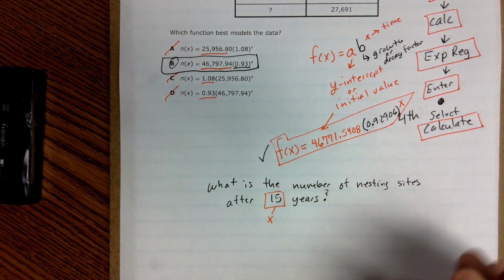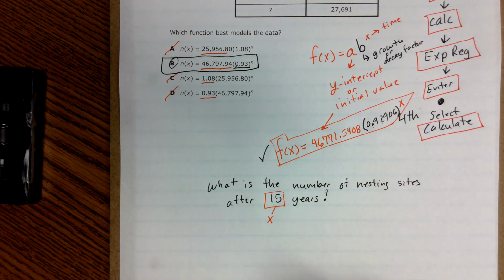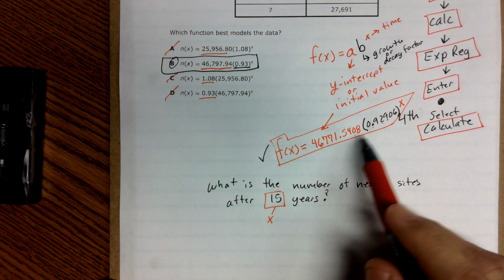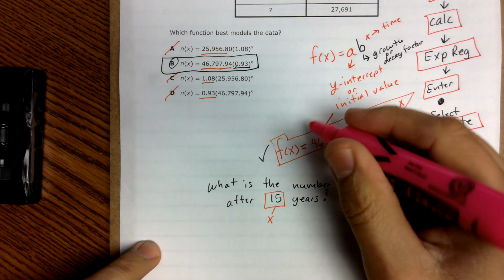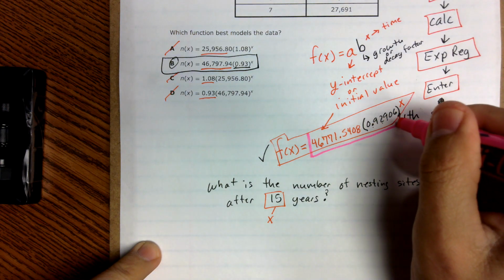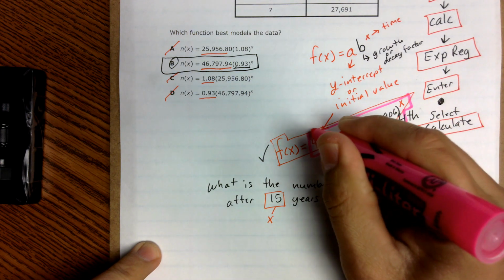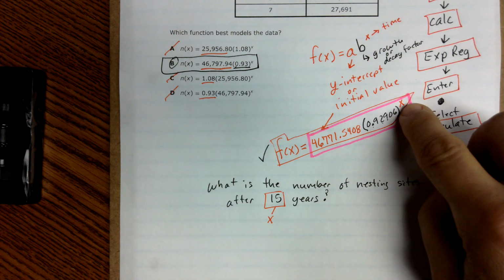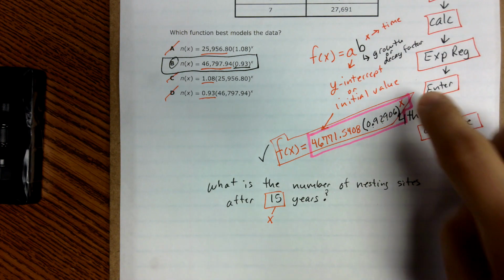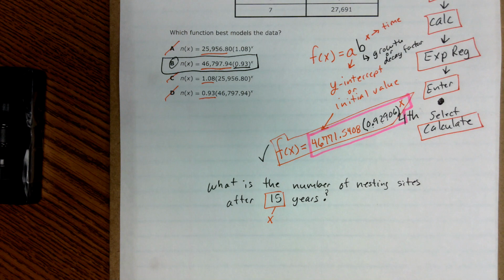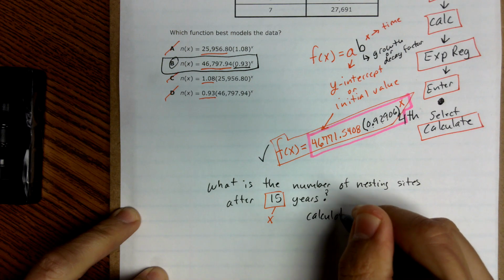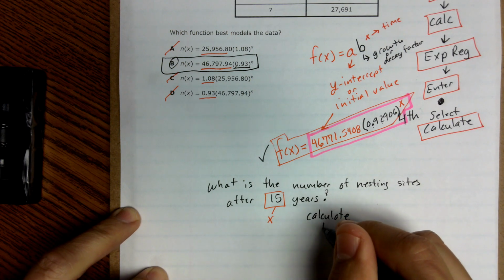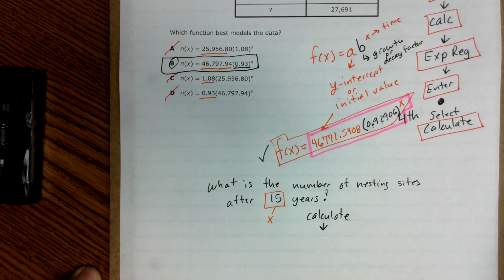Well, there's two ways we can answer this very easily. One way is we can put it in the calculator using this equation, and we can go ahead and evaluate it. In other words, I can take what's after the equal sign right here, put it into the calculator, and just substitute 15 for the x, and I'll have an answer. So I'm going to show you that way first. I'm going to call this the calculate method. So I'm going to put calculate, and we'll write our answer right underneath. So we're going to check it for 15 years.